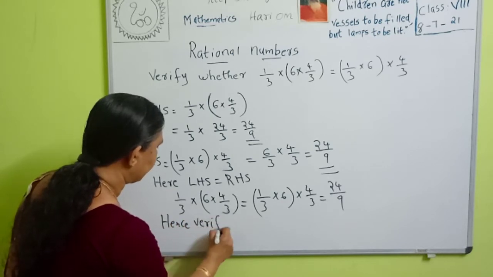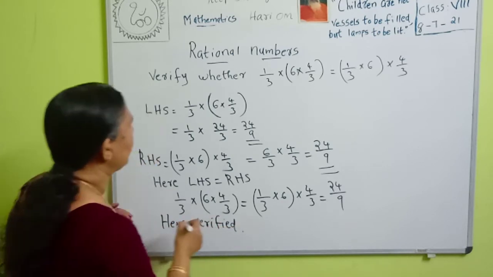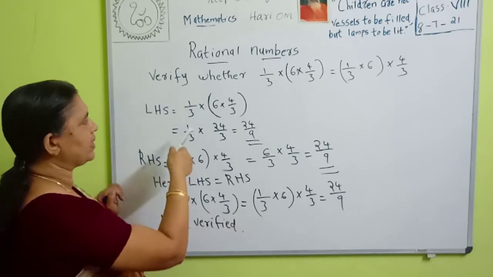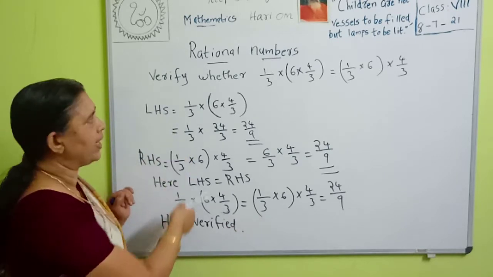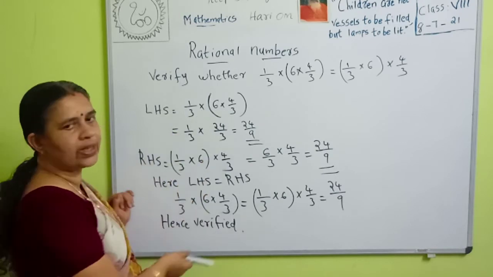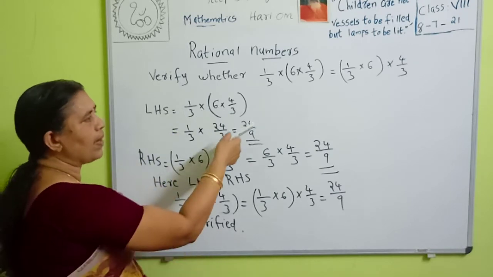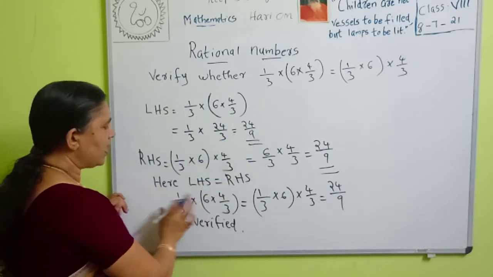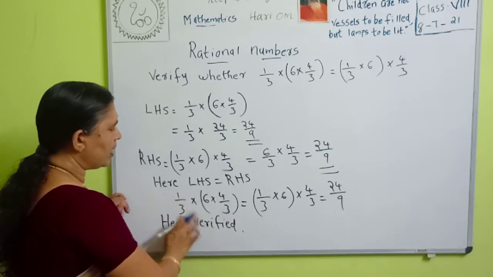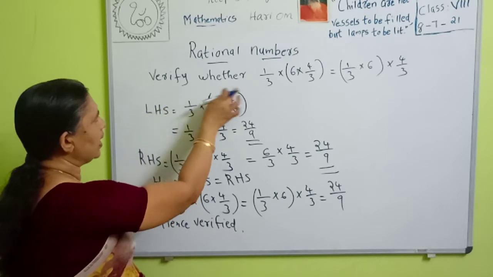So to verify means you simplify the LHS and RHS separately and check whether they are equal. That is, verify whether 1/3 × (6 × 4/3) is equal to (1/3 × 6) × 4/3. Here the LHS is equal to RHS. Therefore, we verified this relation.